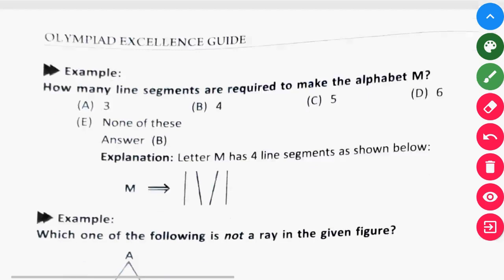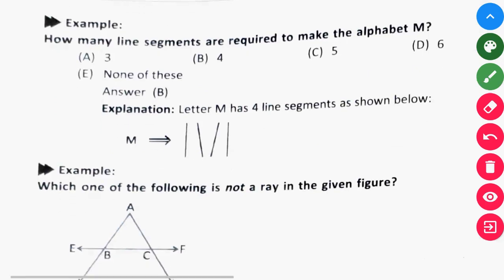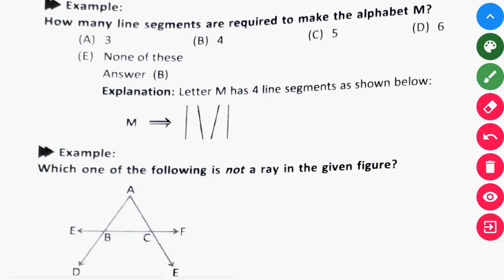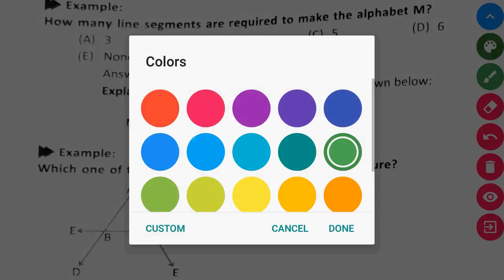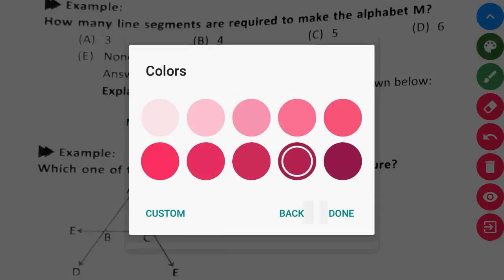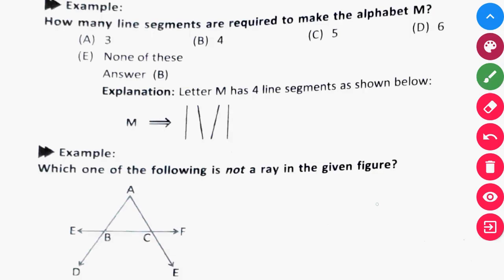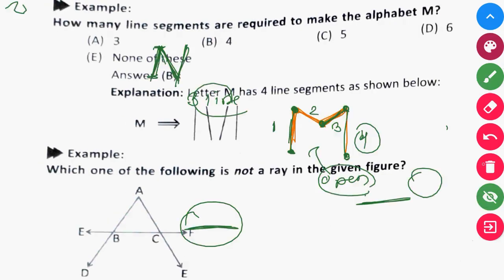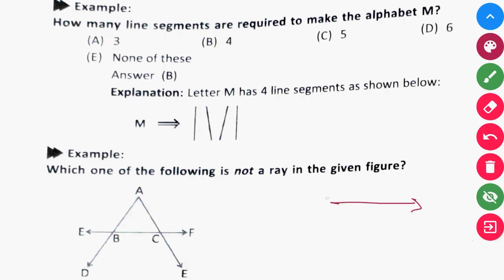the next one. Which one of the following is not a ray in a given figure? So first of all, you must know what is meant by ray. I already told you that a ray can be extended at one end infinitely and one end is fixed. Now the question is, which one of the following is not a ray? So we'll check one by one.